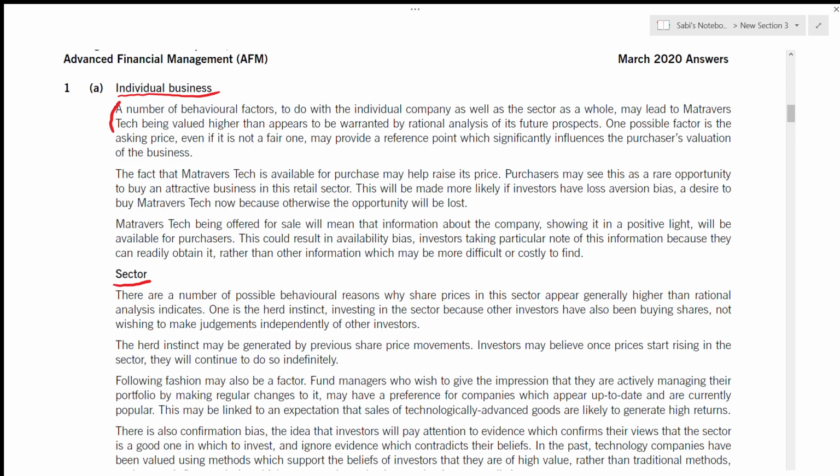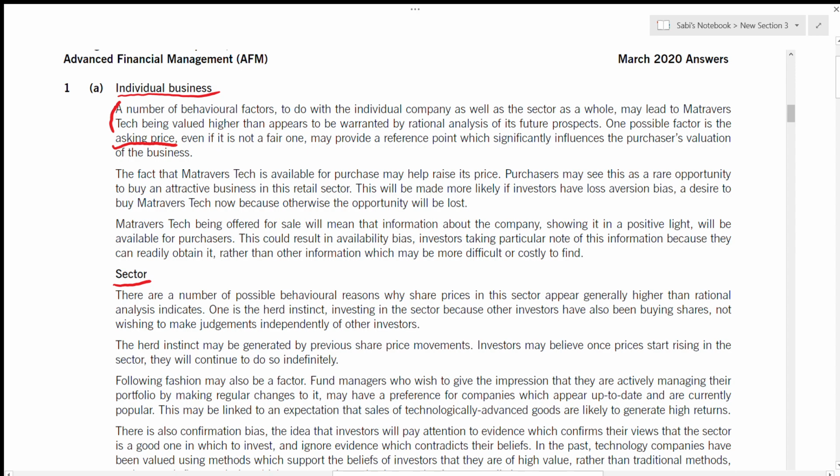Now, one possible factor is the asking price. I'm highlighting all the factors. So one factor is the asking price. Why it is valued highly, even if it is not a fair price, may provide a reference point which significantly influences the purchase valuation of the business. Right?